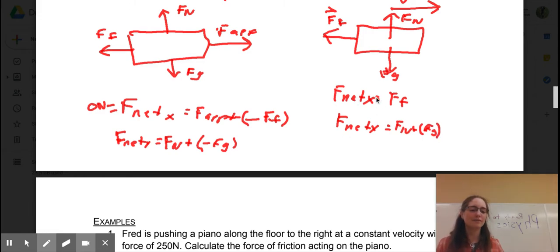So here, we are going to have an actual value for our Fnet on the x. It's just going to be in the same direction as our force of friction and opposite direction to our force of motion. Because our forces are balanced and we are not accelerating, your Fnet on the y is going to equal 0. Sounds good? Awesome.